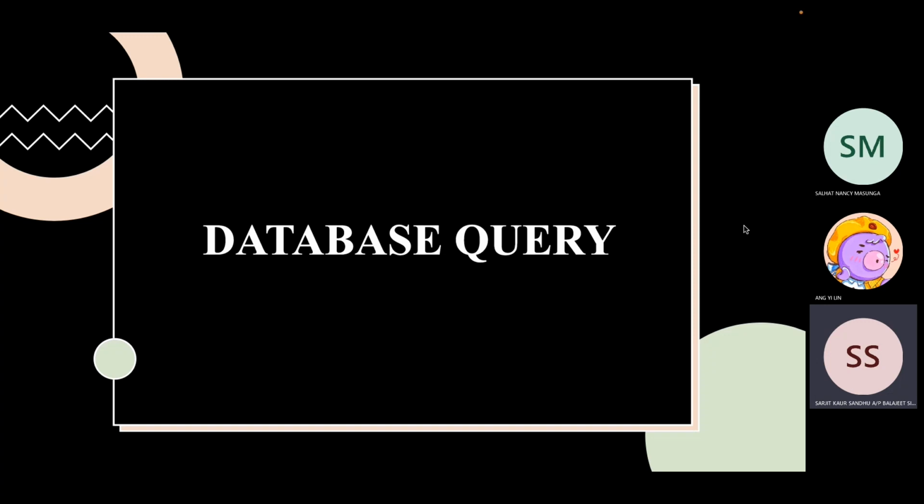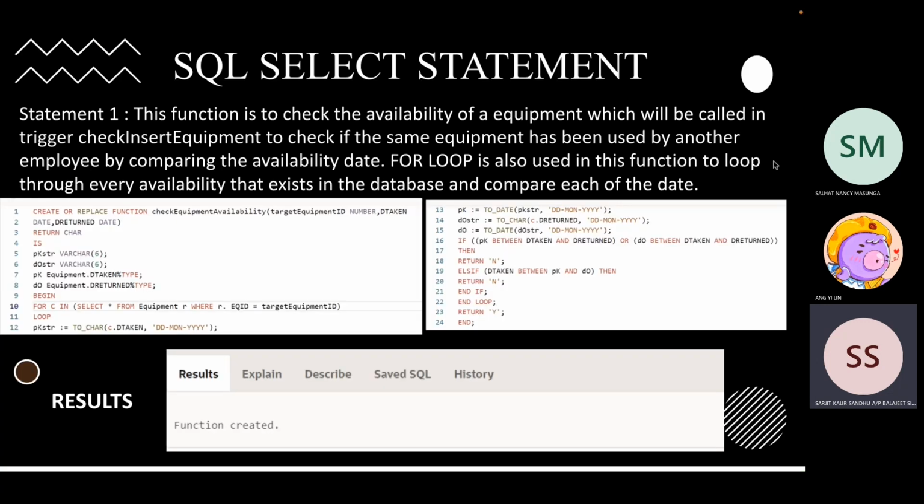Okay, furthermore, database query. There are 4 different SQL select statements in this query. Statement 1. This function is to check the availability of an equipment which will be called in trigger check insert equipment to check if the same equipment has been used by another employee by comparing the availability date. A for loop is also used in this function to loop through every availability that exists in this database and compare each of the date. Next. As you can see, this is the result.